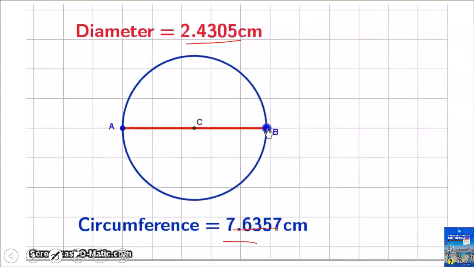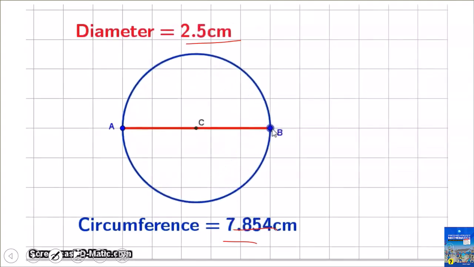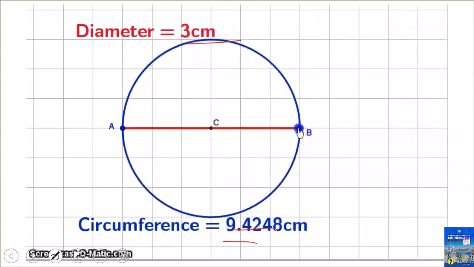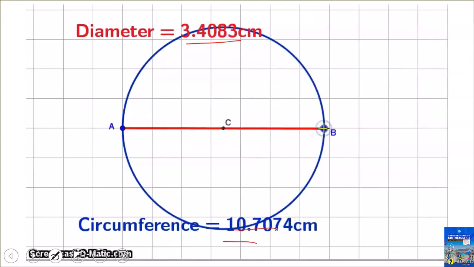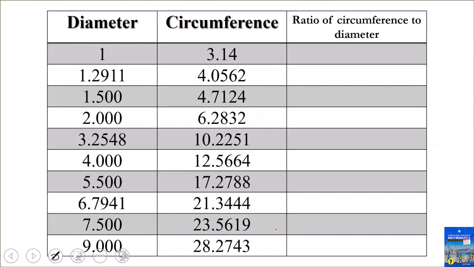Okay, now let's try to tabulate a few of these values of circumference with respect to their diameter. So when the diameter is 1, there are a few records that I have taken. When the diameter is 1, circumference is 3.14. When the diameter is 1.2911, circumference is 4.0562, and it goes on and on and on.